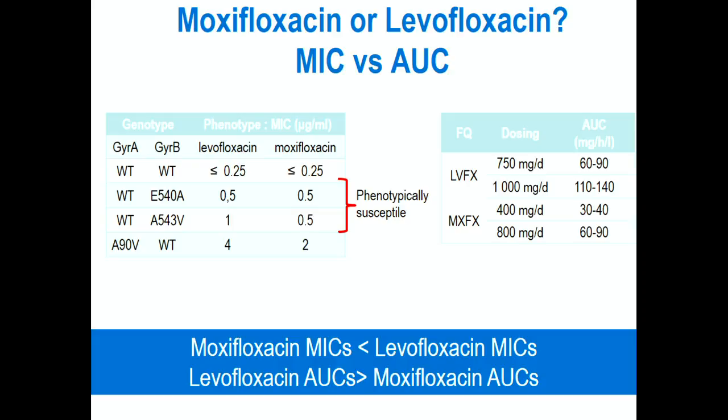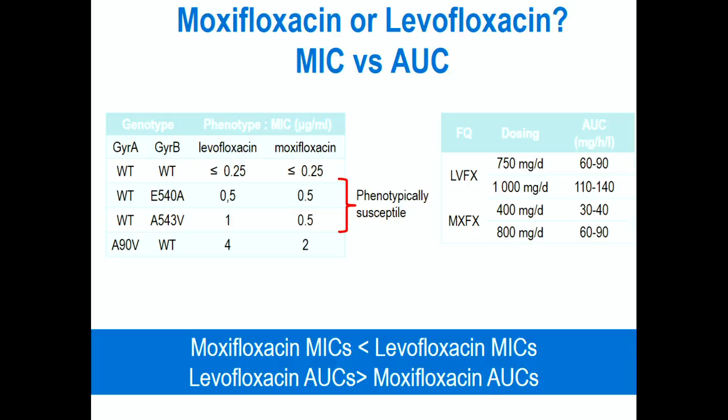So if you look at the MICs, obviously they are lower for Moxi than for levofloxacin, about 1 dilution lower. If you look at the PK at this dosing, so 750 or 1,000 and 400 and 800, obviously the AUC is much higher with levofloxacin. So on the one hand, you have more favorable MICs with Moxi, and on the other, you have more favorable AUC for levofloxacin. So when you mix all that, who is the winner?